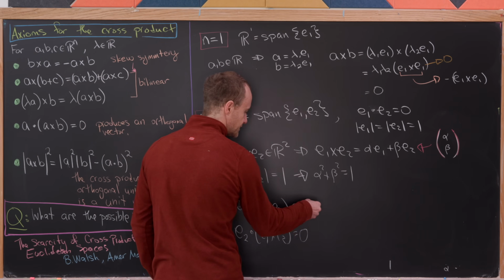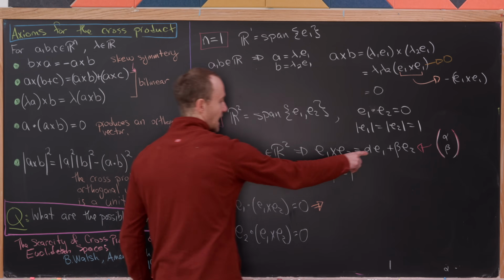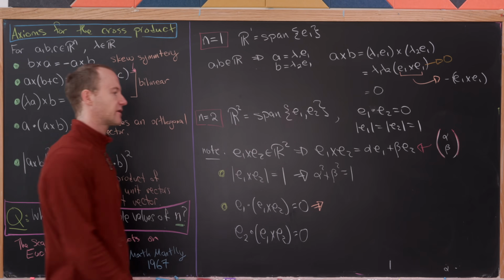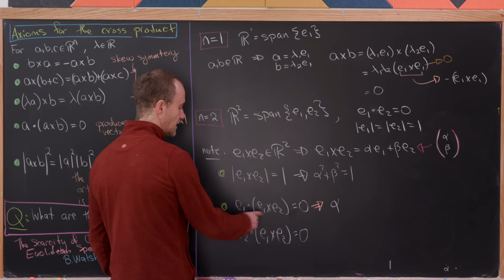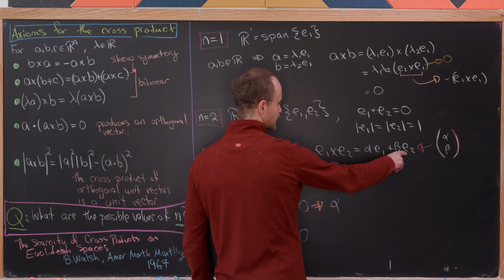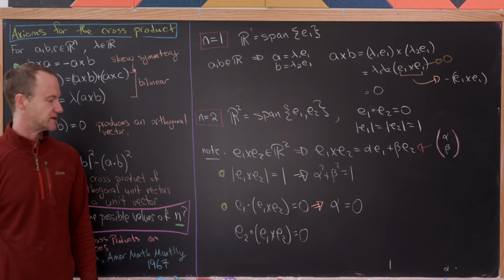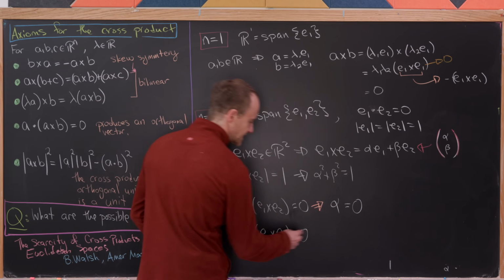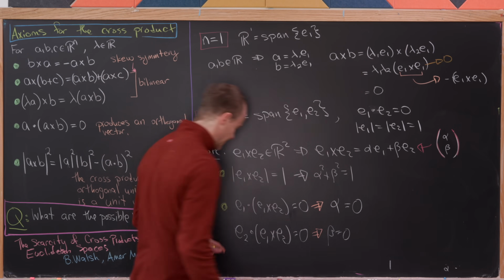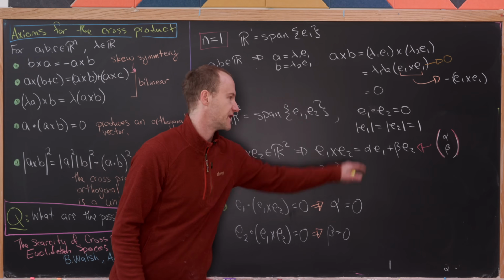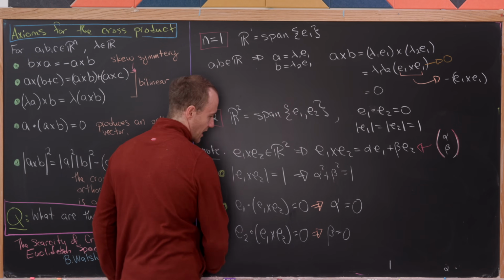Okay, but now observe that this first one turns into alpha times E1 dot E1. In other words, this is alpha. And then E1 dot E2 is equal to 0, so that part goes away. So that simply gives us the equation alpha equals 0. But likewise, this bottom one gives us the equation beta equals 0 because we're dotting E2 into, well, this expansion right here. But now we have a major problem here.